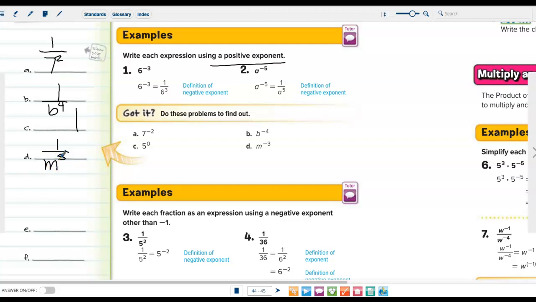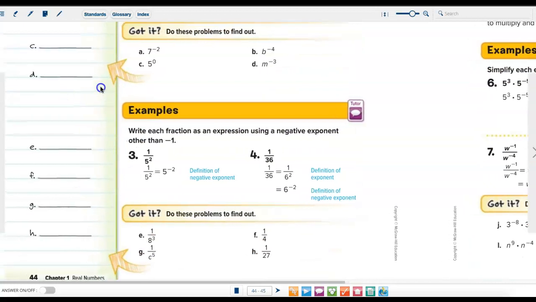Okay? So now we're going to do the opposite. We're going to be given a positive exponent, and we need to write it using a negative exponent. So now we're starting off with our number on the bottom, and when we move it to the top, it becomes negative. So 1 over 5 squared should just be 5 to the negative what? Negative second.